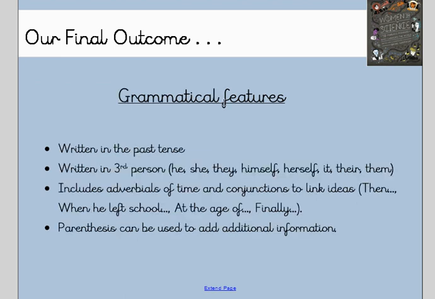We're then going to think about the grammatical features of a biography, and these are the things you're going to have to include. So it's going to be written in the past tense. It's going to be written in third person, okay, so using pronouns like he, she, they, and so on. We're going to include adverbials of time and conjunctions to link ideas together, okay, so then, when he left school, at the age of, finally, some examples there. You can also use parenthesis to add additional information, so I've used parenthesis twice here with brackets just to give some examples, okay. You can use parenthesis in your biographies to add some additional information.